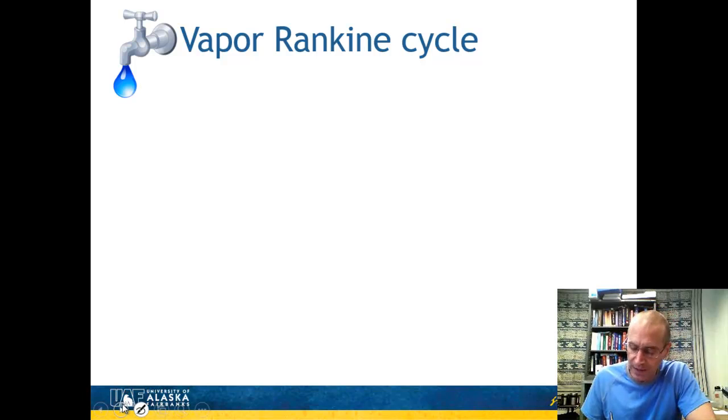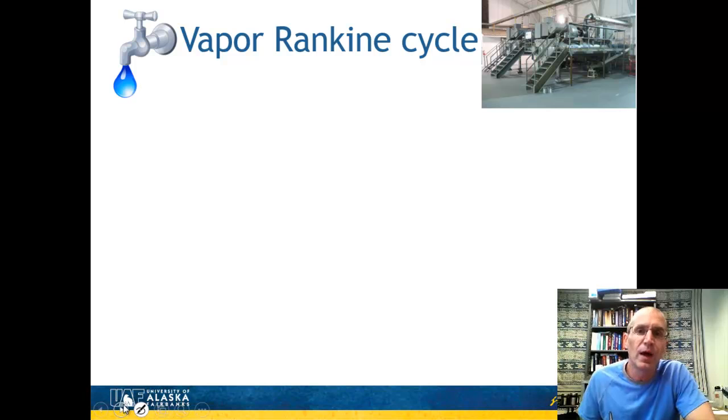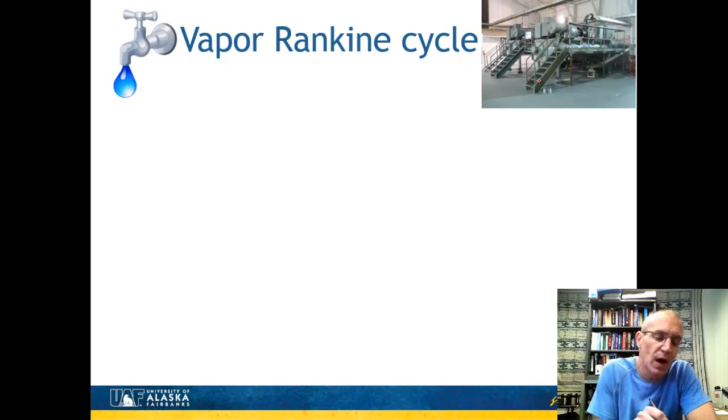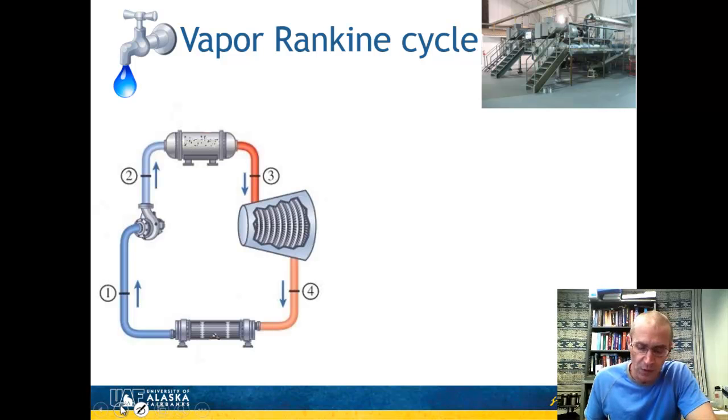So first I want to talk about what the vapor Rankine cycle is. The vapor Rankine cycle traditionally uses water. However, it can also use things like refrigerants. This picture is from Chino Hot Springs, which uses a Rankine cycle that works with refrigerant, which is a low temperature, or what's called a low quality working fluid, because it boils at a lower temperature.